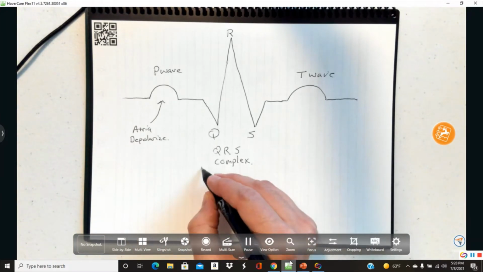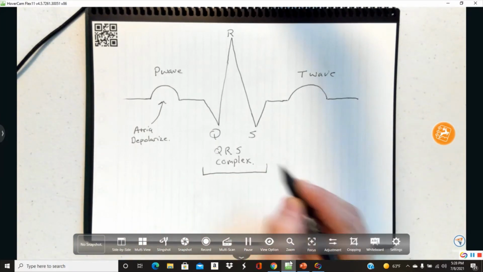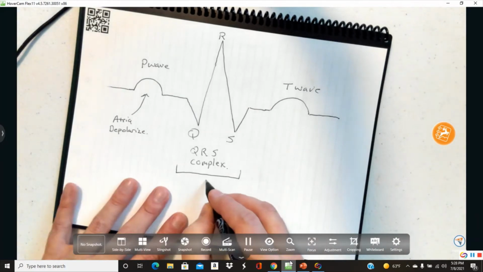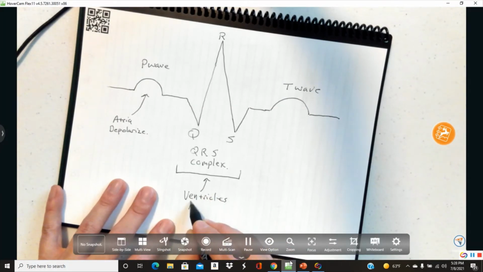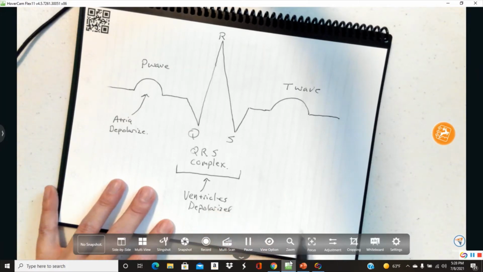Now, the QRS complex is telling me the ventricles have depolarized, and they are going to soon contract.